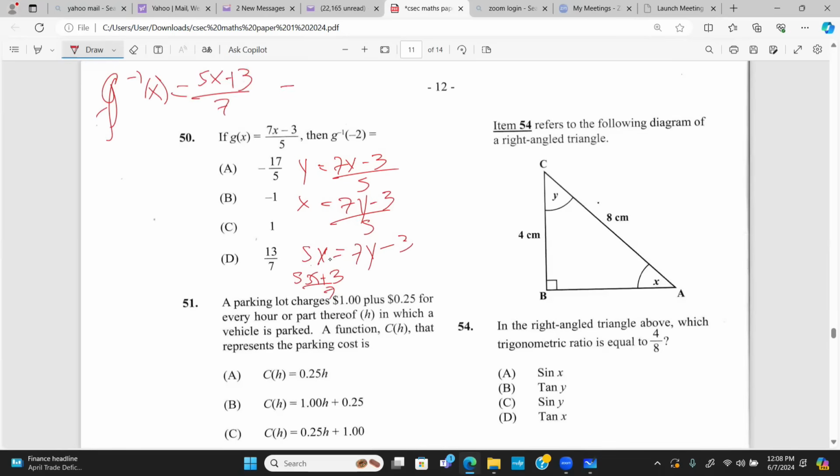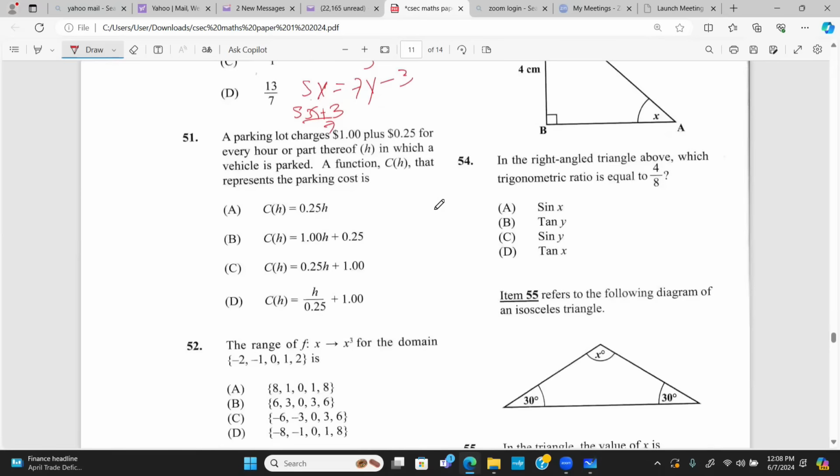All I'm going to do is plug in -2. So -2 times 5 gives me -10, plus 3, over 7. So that is -7 over 7, which is -1. There we go. I have to make sure that we didn't make any mistake there. So we have 5 times x, divided by the 7. Yeah, negative 10. Negative 7 over 7, negative 1. 51.